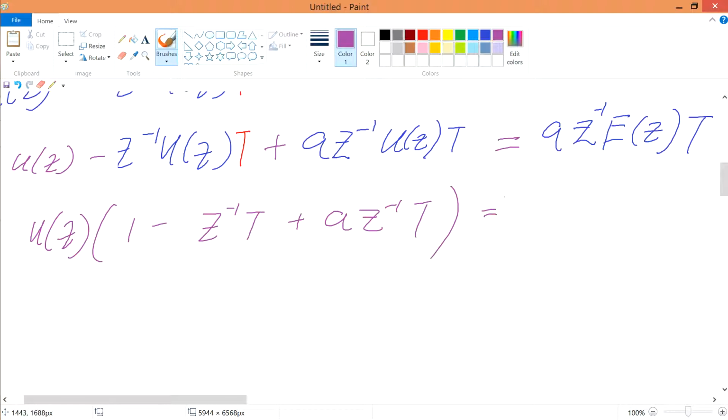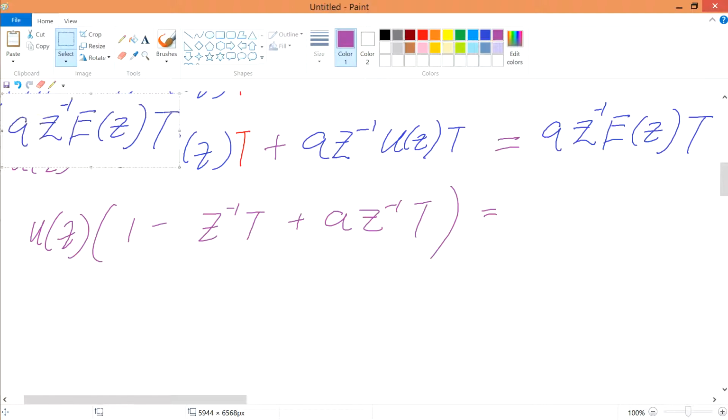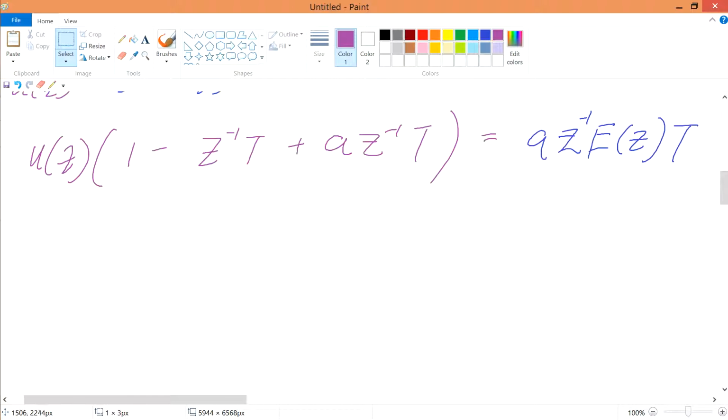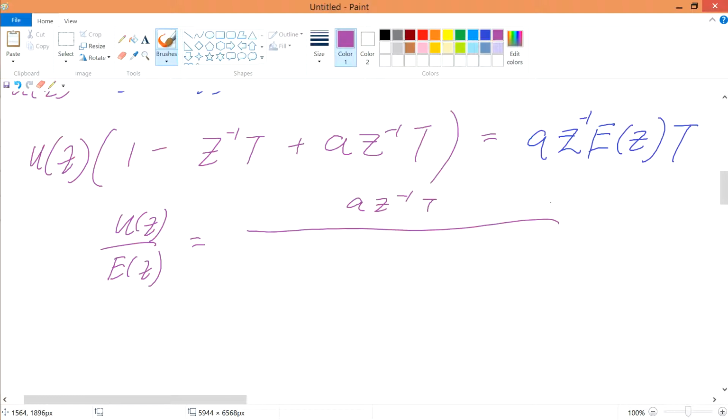Anyway, this thing over here I keep, and I put it over here. Aha, as you can see, we are nearing. We have uz and we have ez over here, so I'll bring this ez down. So what I have is uz, ez, equals the numerator, which is a z minus 1 t, right?